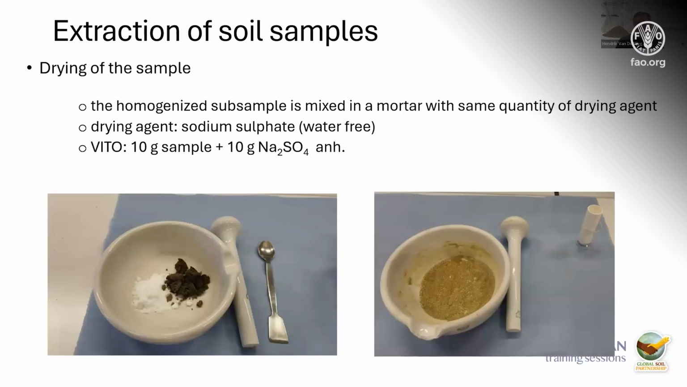So these are the different steps of the extraction. First, the drying of the sample. We start with the homogenized subsample, and we mix it in a mortar with the same quantity of drying agent. In this case, sodium sulfate, water-free. At FAO, we take generally 10 grams of sample and 10 grams of sodium sulfate anhydrous.